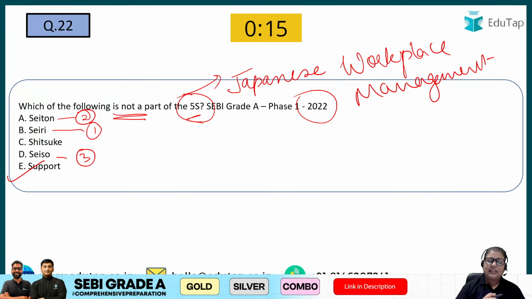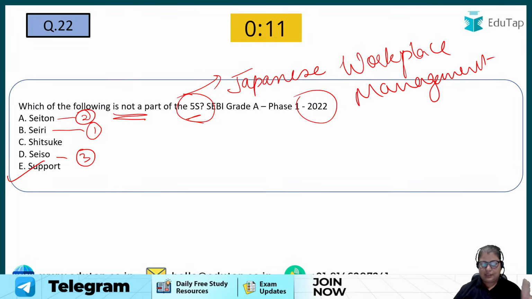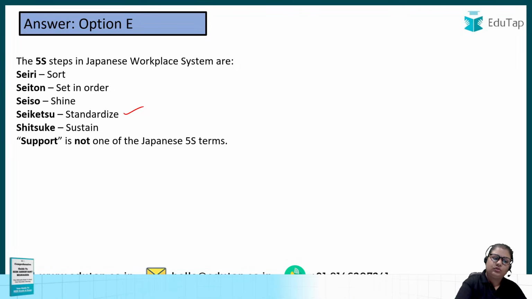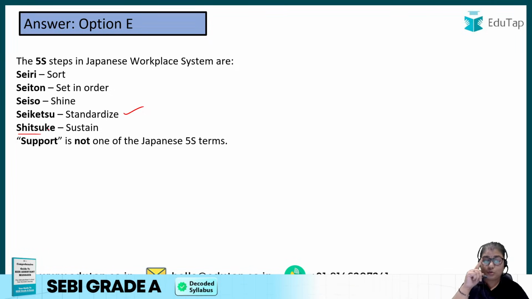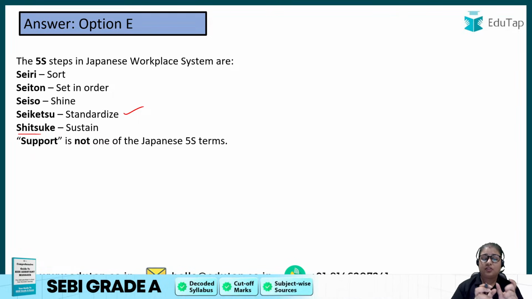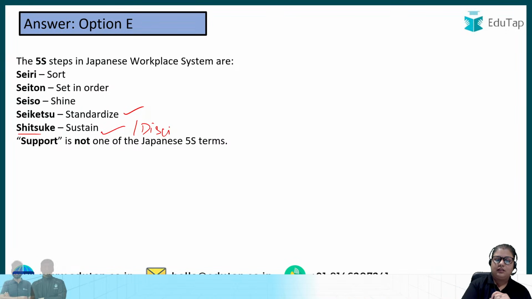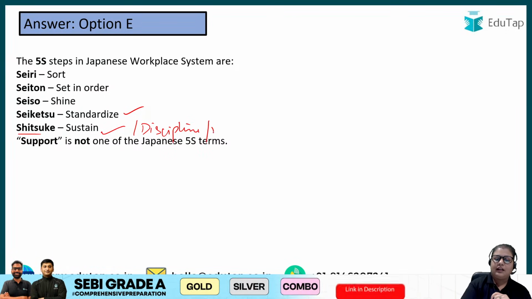The fourth is Seiketsu, which is to standardize. Whatever you have done, you have sorted, you have set everything in order, you have to standardize this. That is, every day I'll follow this. And then there is Shitsuke. It is to sustain, or make it a discipline or a habit, that every day you have to do this.